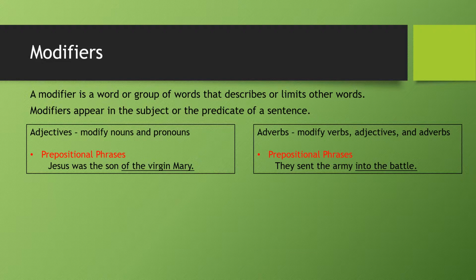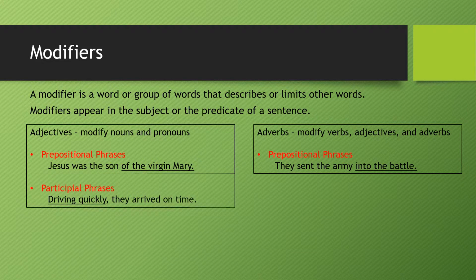In the adjective phrase, Jesus was the son of the Virgin Mary, it is describing, modifying, or explaining who the son is. Jesus was the son of the Virgin Mary. Adjectives can also be used in participial phrases. Driving quickly, they arrived on time. Adverbs will not be used in participial phrases.